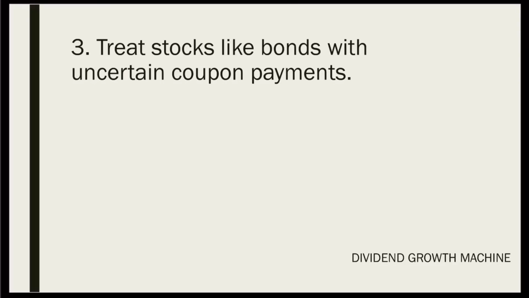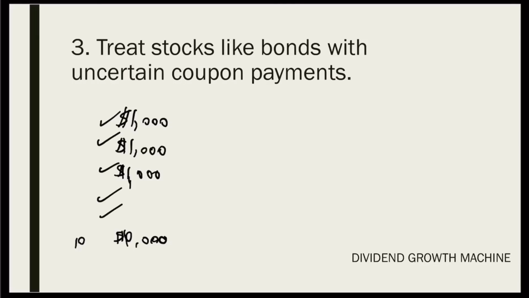Number 3, treat stocks like bonds with uncertain coupon payments. So the key difference between a stock and a bond, in Buffett's mind, is that a bond pays you a fixed amount of money ahead of time. So you know that the coupon payments on a bond are going to be $1,000 per year. And you know that in 10 years, you're going to get your $10,000 back. So it's very easy to calculate how much money you would want to pay for this bond because you know what these payments are going to be ahead of time.